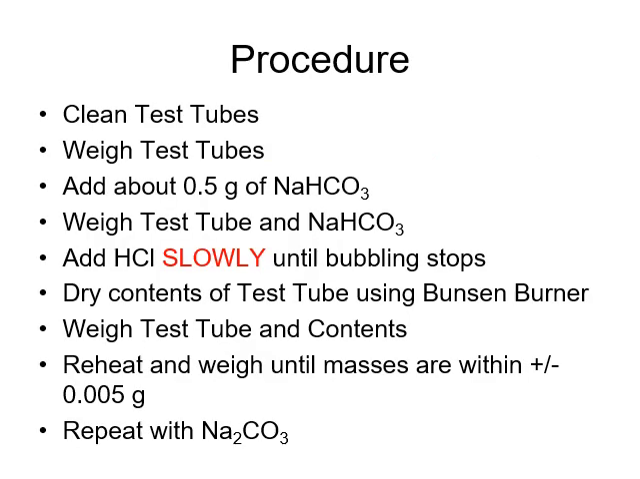The procedure that we're going to do is we're going to make sure our test tubes are clean. We want to make sure we weigh them empty with a boiling chip. We're going to add about 0.5 grams of our sodium bicarbonate or sodium hydrogen carbonate. And then we weigh the test tube again with that starting material. This will allow us to determine the amount of sodium carbonate and eventually our theoretical yield.